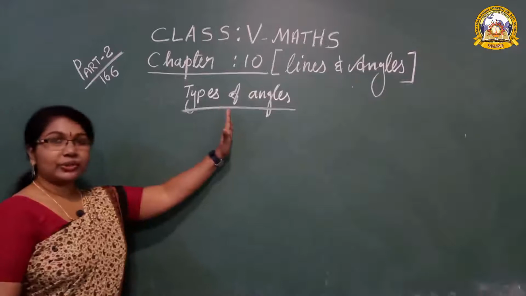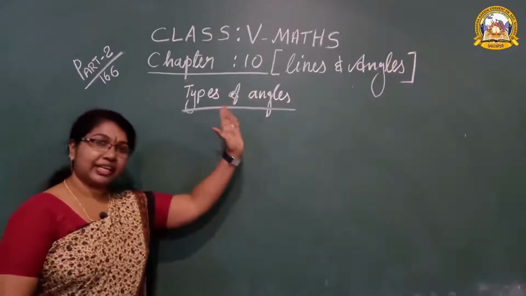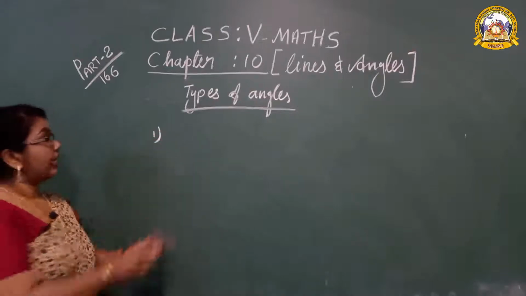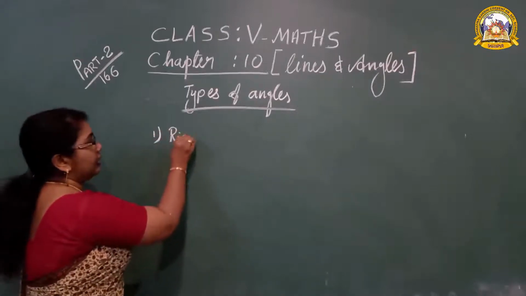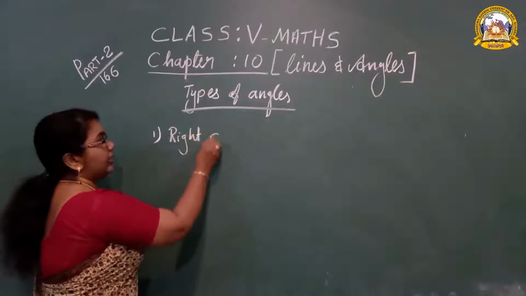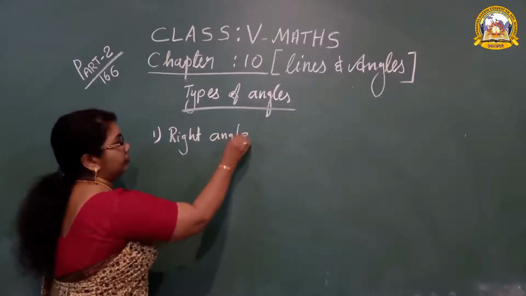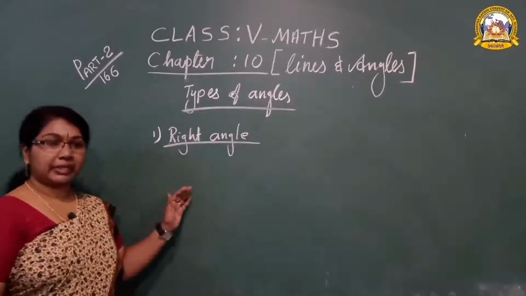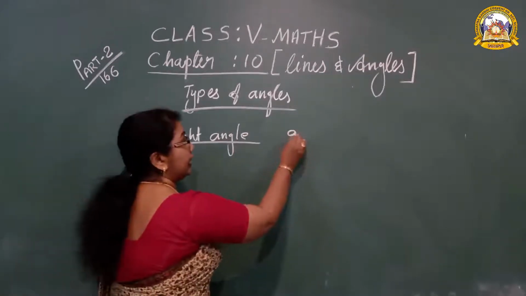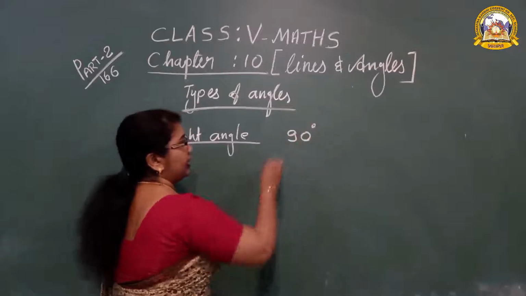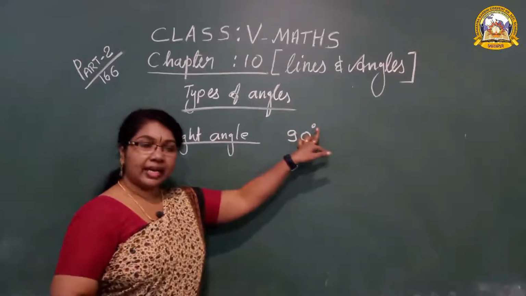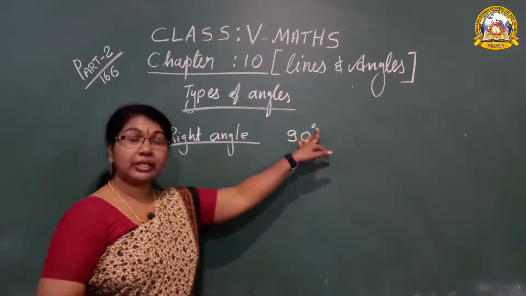Now we are going to study different types of angles. The first angle is the right angle. What's the name of the first angle? Right angle. A right angle means an angle whose measure is exactly 90 degrees. This is called a degree, which we use to measure an angle.